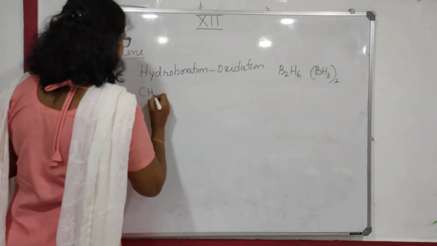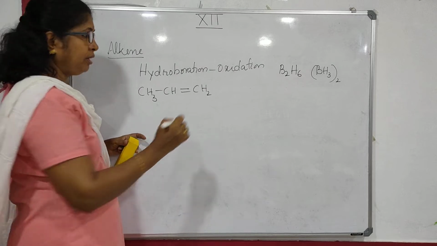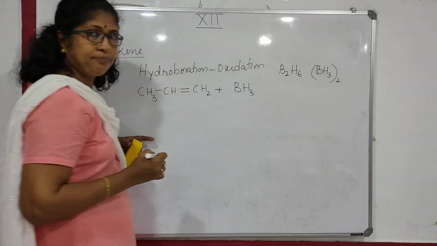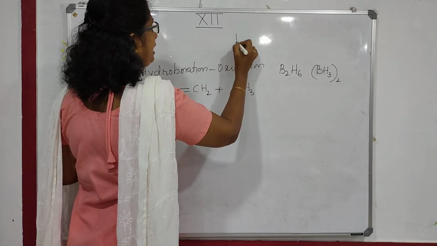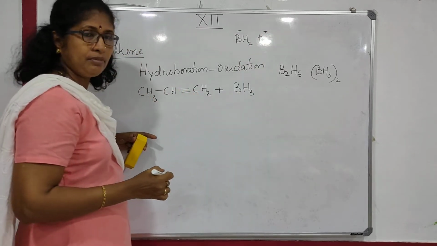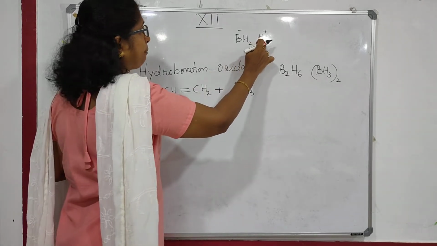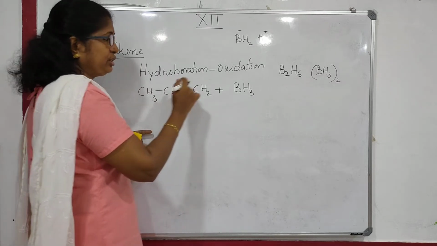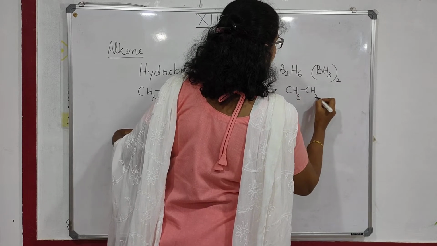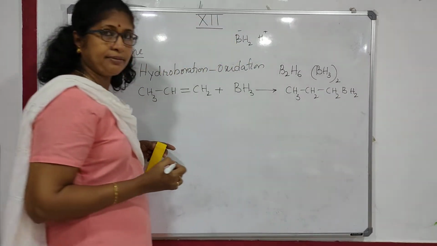For example, CH3CH=CH2, propene, plus B2H6, that is BH3, we are taking the simplest unit BH3. Now this BH3 will split into BH2 minus and H plus. Now this negative part will be added to the more hydrogenated carbon atom, and the positive part will add to the less hydrogenated carbon atom, and what you get is CH3CH2CH2BH2. This is what we are getting.